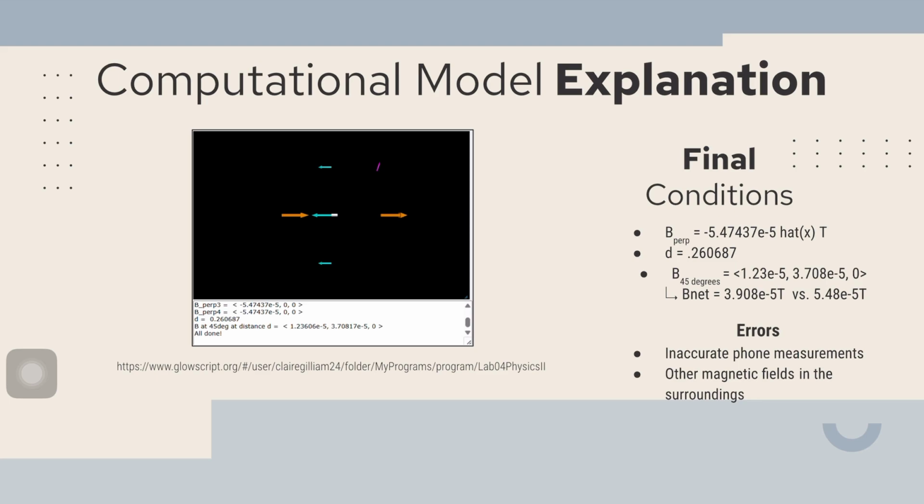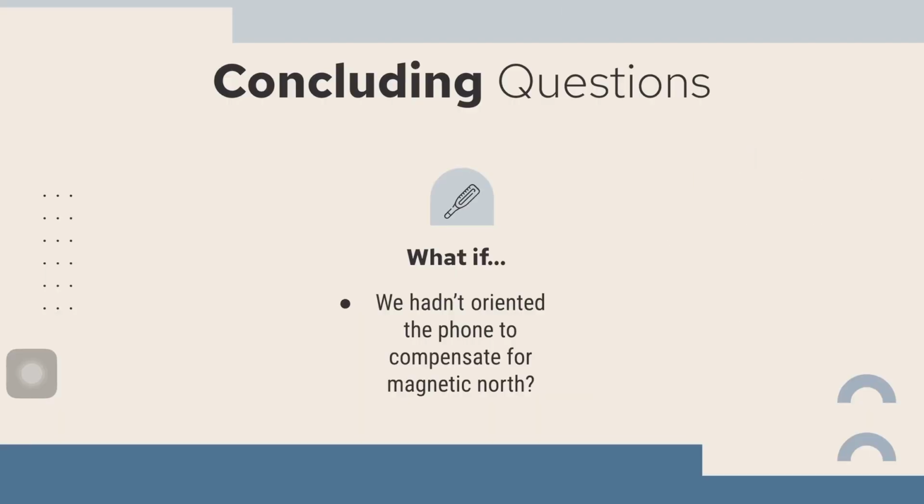This discrepancy could have been caused by inaccurate phone measurements or other magnetic fields such as our phones or our computers in the surrounding area. So discussion and conclusion. What if we hadn't oriented the phone to compensate for magnetic north? Well, our measurements wouldn't be accurate because the magnetic field of the Earth would be interfering with our measurements.